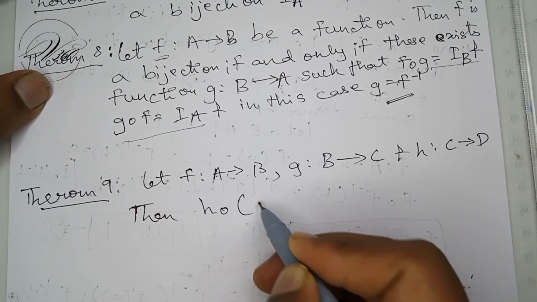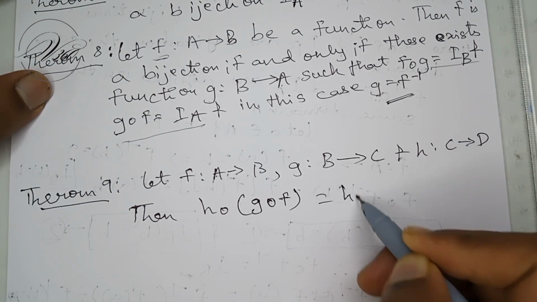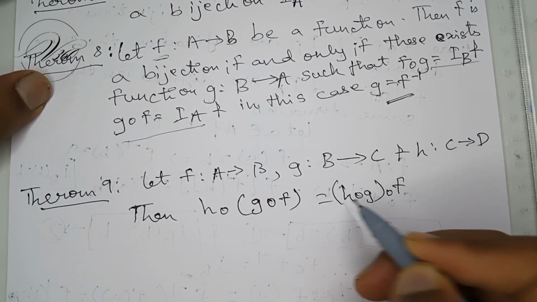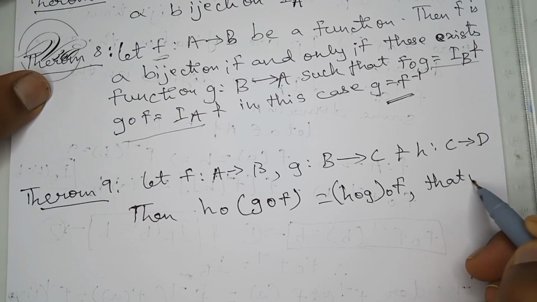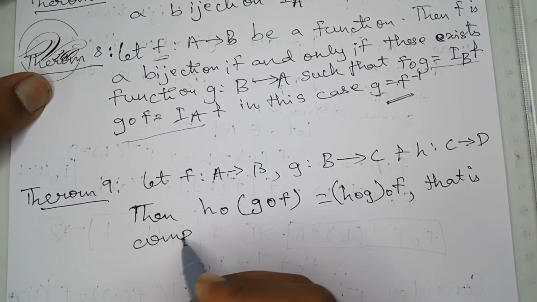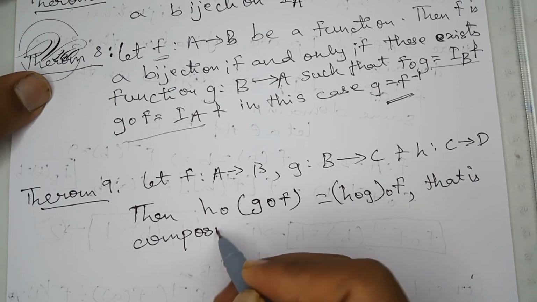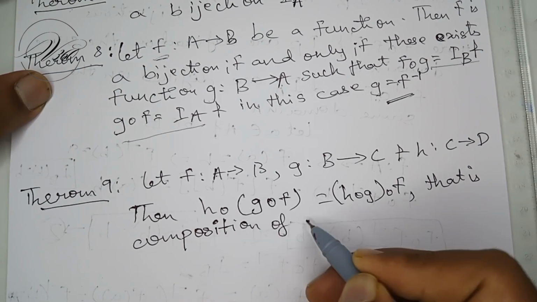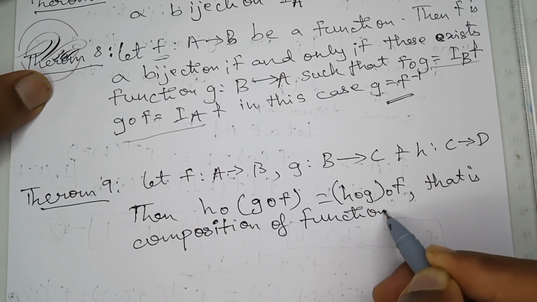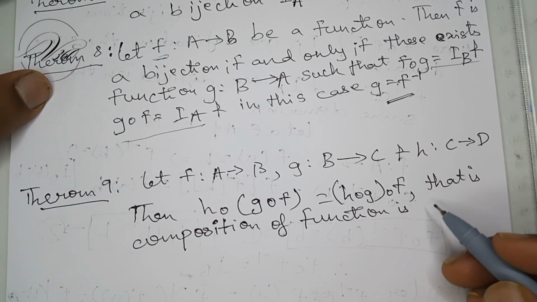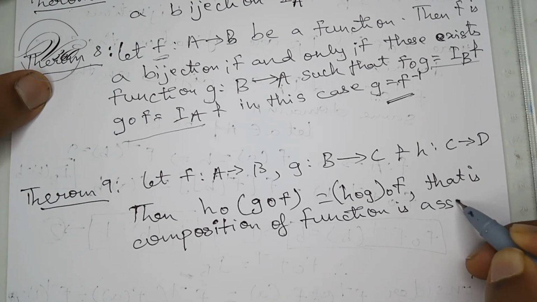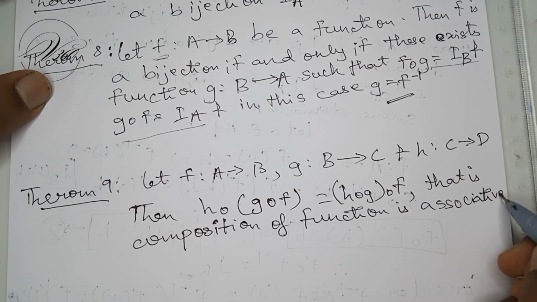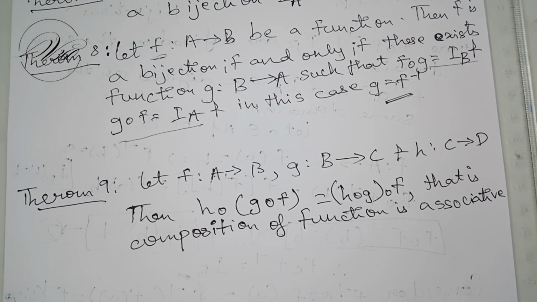Then h o g o f is equal to h o g o f. That is, composition of functions is associative. If there are three functions, then it is called composition of functions and they are associative.